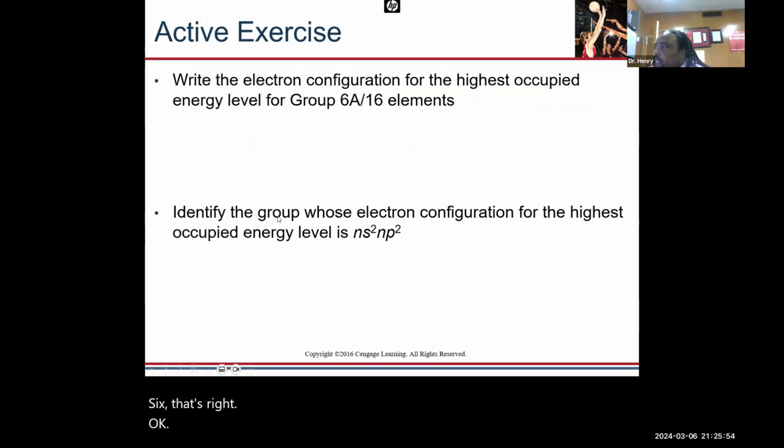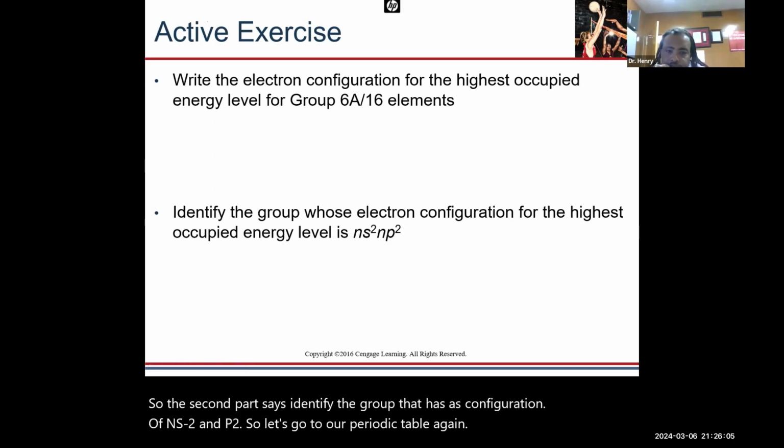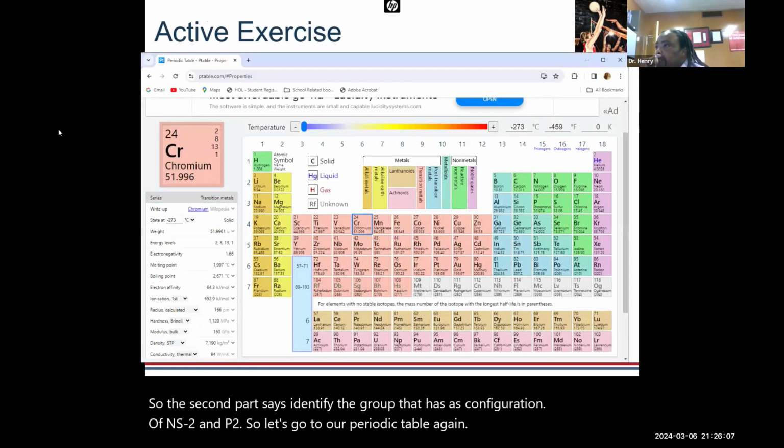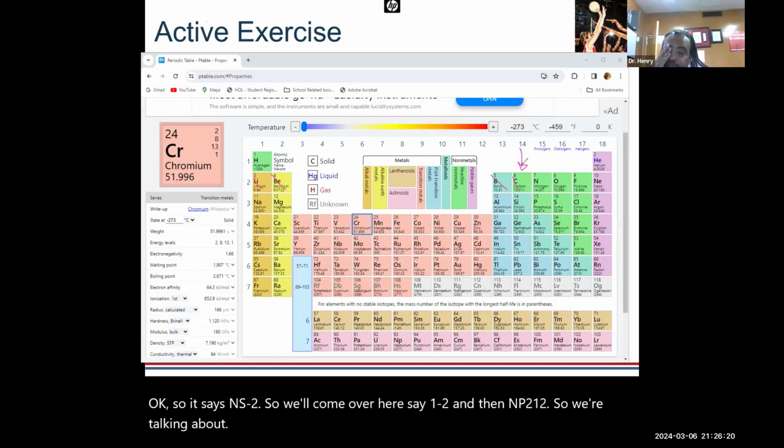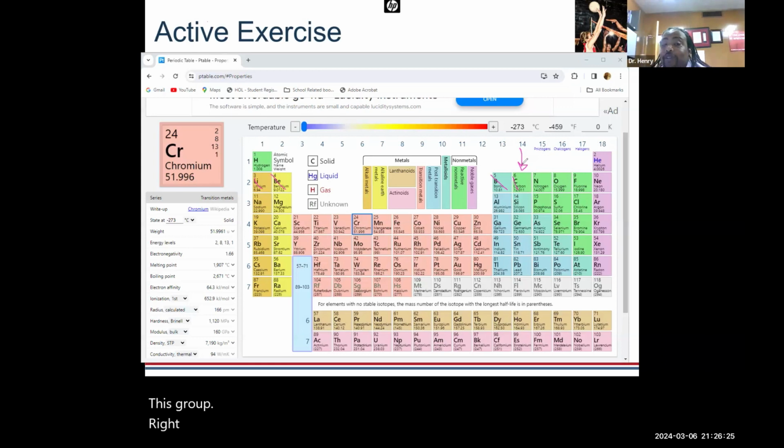So the second part says identify the group that has the highest occupied energy level configuration of ns2 np2. Let's do our periodic table again. It says ns2, so we'll come over here, 1, 2, and then np2, 1, 2. So we're talking about this group, right? Oh, I should have let you answer that. So we're talking about group 14, right? So that would be our answer.